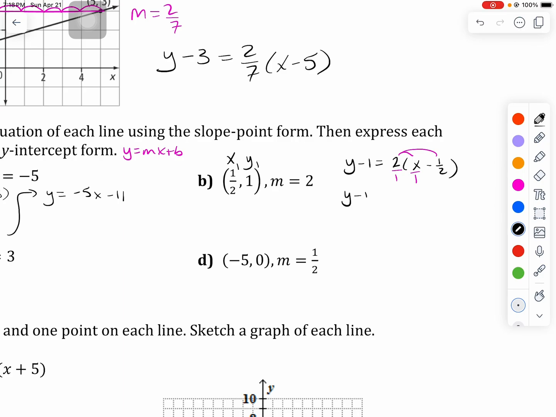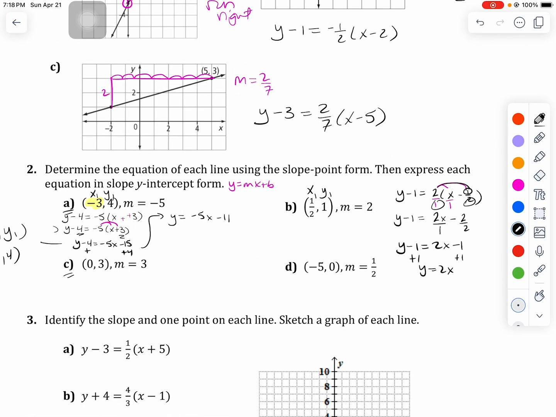And we get y minus 1 is 2x minus 2 over 2, right? 2x over 1 minus 2 over 2. 2 times 1 is 2, and 1 times 2 is 2. And of course, that 2 over 2 can be simplified to a simple 1. Y minus 1 is 2x minus 1. And we add 1 to both sides, and y equals 2x.